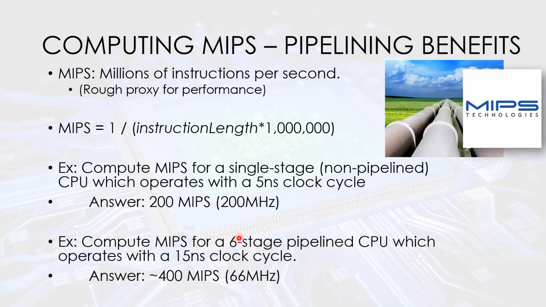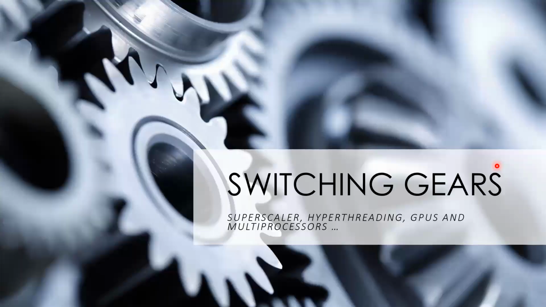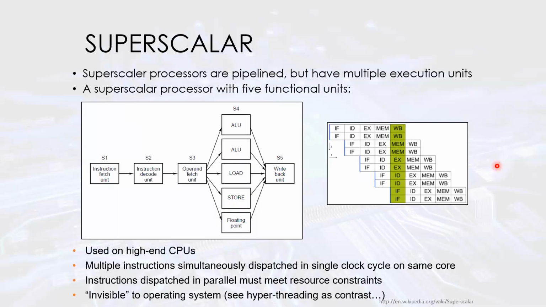So after the first 6 cycles or whatever, we're getting one instruction completed every cycle. So then we kind of got into this concept of dual pipelines and having multiple units here in parallel. And this is where we come up with the idea of a superscalar architecture.